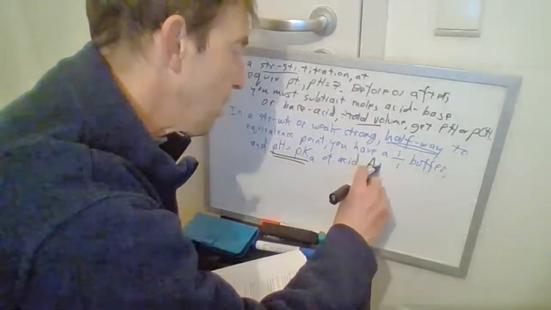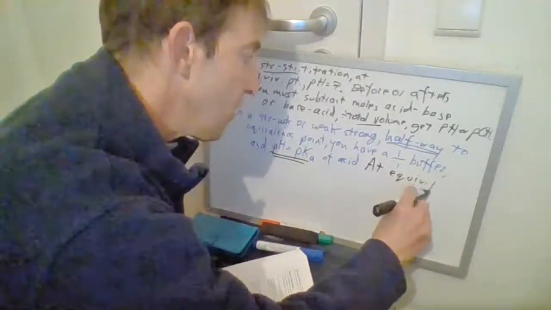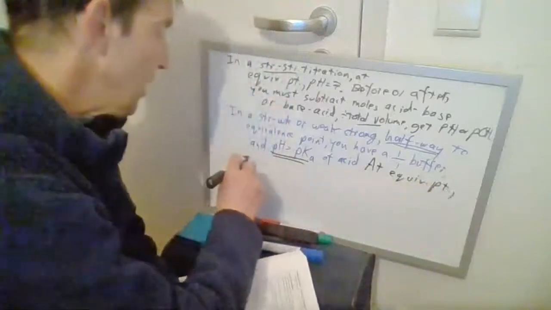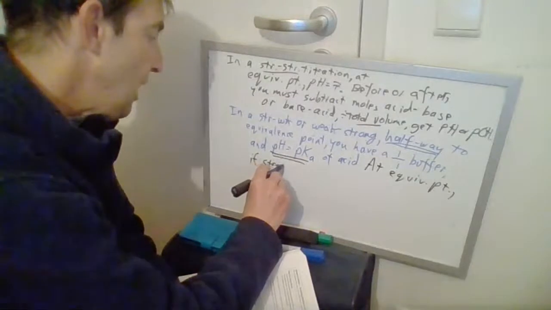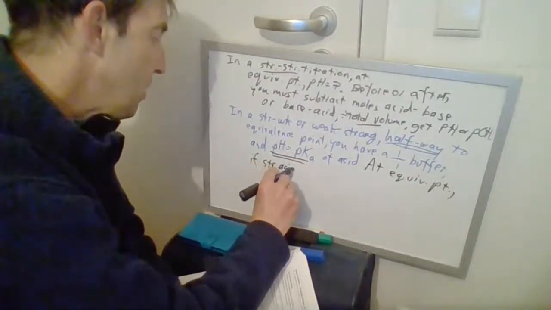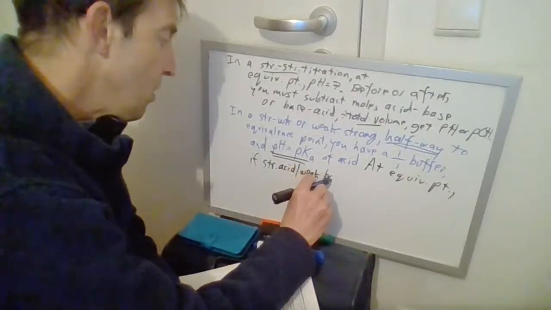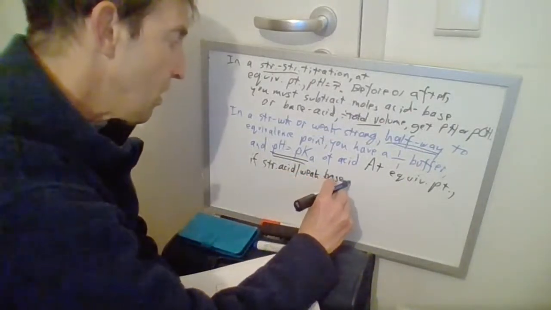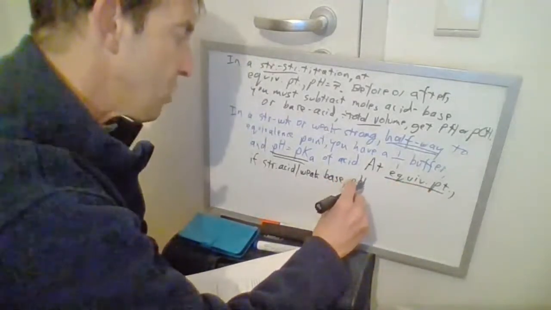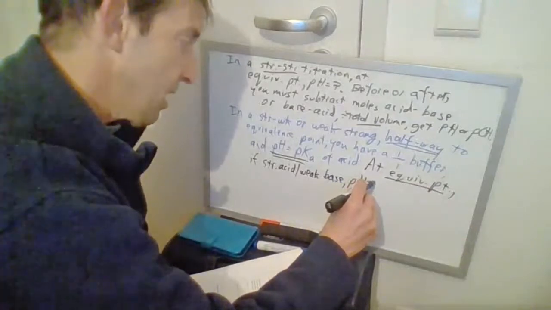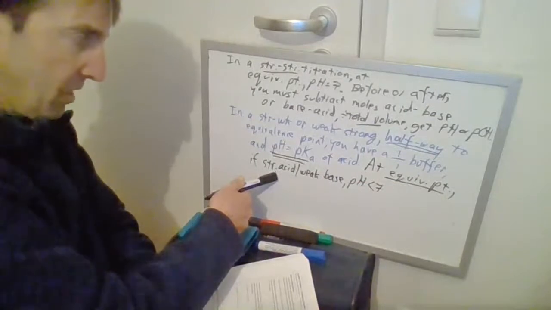So at the equivalence point, if it's strong acid, weak base, the pH, again, this is at the equivalence point, the pH is less than 7. Why? Because the acid's stronger. Kind of makes sense.